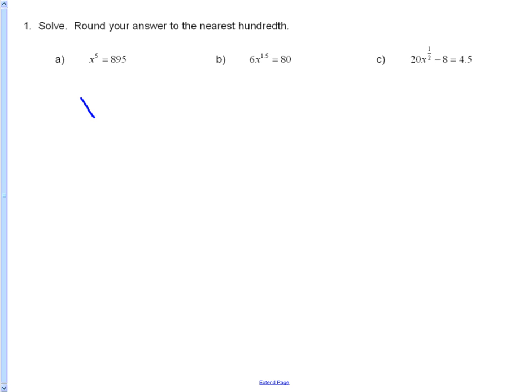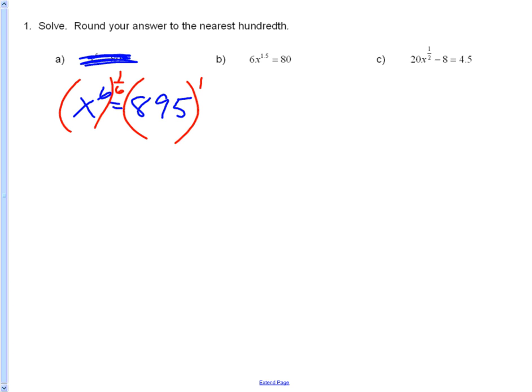This one, I really wish it was x to the 6th equals 895, because we're not going to be able to figure out what the answer is anyway. And so let's just do that. I can change that if I want to. So how do I fix this? Not the square root. The 6th root. How do you do the 6th root? It's 1/6, like that. And then x equals that answer.